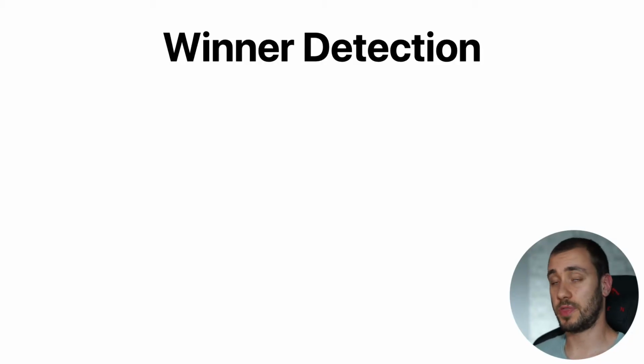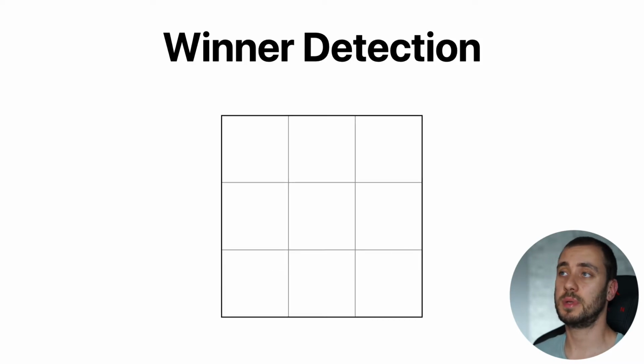Okay, so let's first try and understand how we're gonna be detecting a winner of the game. So in a tic-tac-toe game, for there to be a winner, we're gonna need the player to have a full set of symbols in a row, a column, in the diagonal, or in the inverse diagonal. So how can we write code to detect this efficiently?